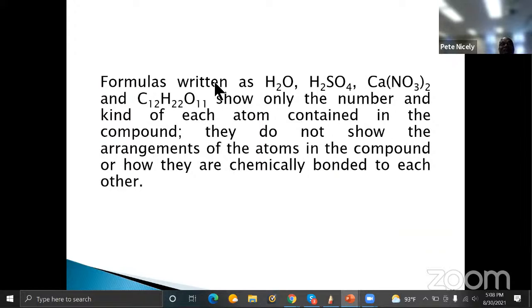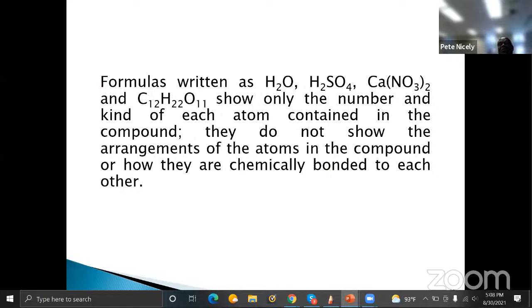Okay, so we have these examples. Formulas written as H2O, H2SO4, and the rest of them show only the number of atoms of each element present in a compound. The important thing you need to recognize is that they do not show how the atoms are combined with each other.